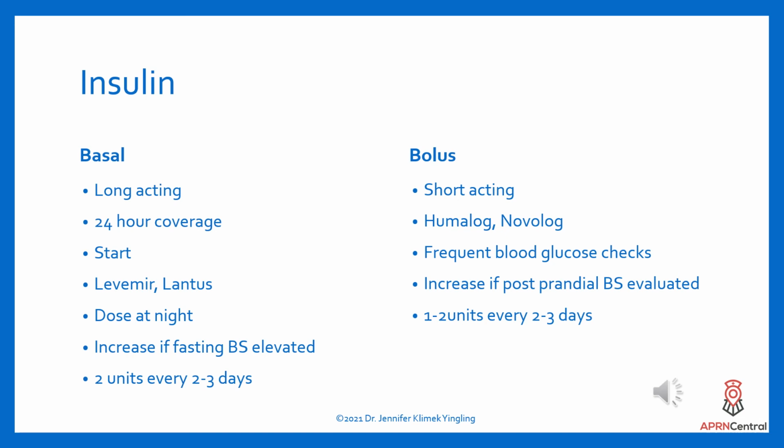This insulin needs frequent blood glucose checks, and you're going to be checking their blood sugar, usually AC and HS, so after meals and at bedtime. You're going to increase if after they eat, their postprandial blood sugar is elevated. Okay, how are you going to adjust it? You're going to adjust the insulin 1 to 2 units every 2 to 3 days until you get control.